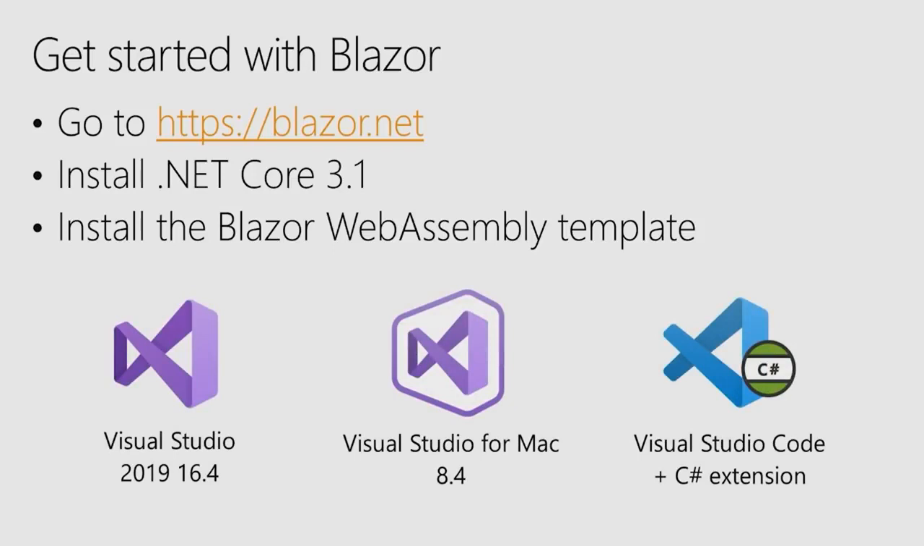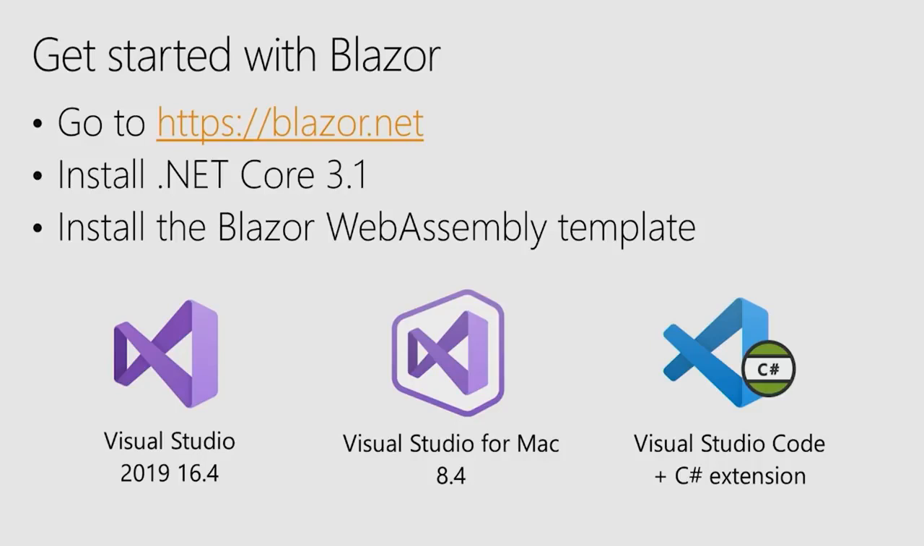It's easy to get started with Blazor. To get started, go to blazor.net. You're going to need to install .NET Core 3.1. If you want to try out the Blazor WebAssembly preview, you're going to need to run an additional command to get the Blazor WebAssembly template.